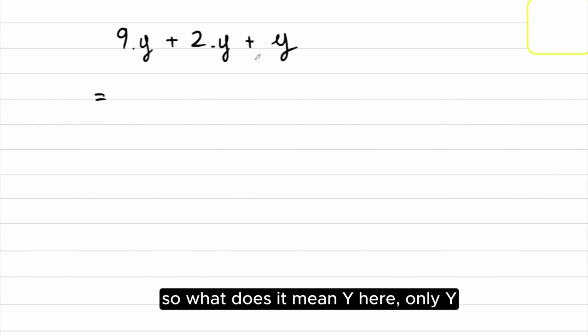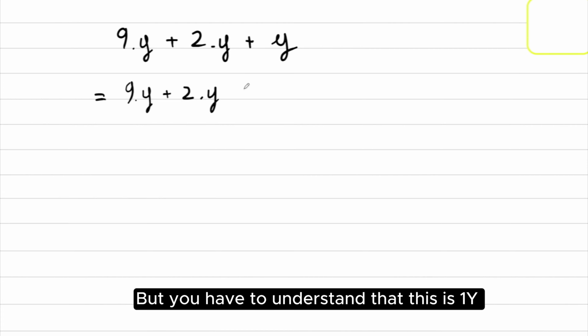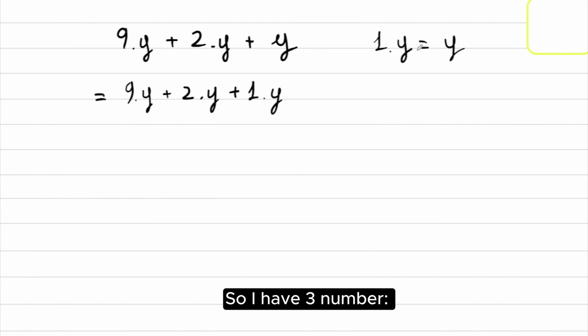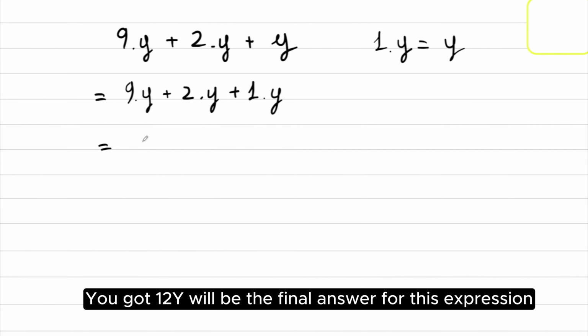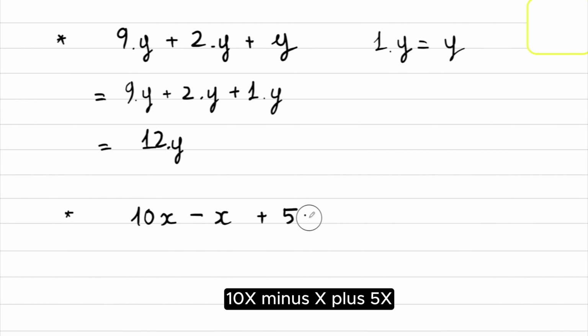So what does the y mean here? Only y. The number in front of y will tell you the coefficient. We have no number here, only y, but you have to understand that this is 1y, because 1 times y equals y. So you have 3 numbers: 9, 2, 1. So 9, 2, 1, you get 12y as the final answer for this expression. Understood? Okay, so this one is 10x minus x plus 5x.